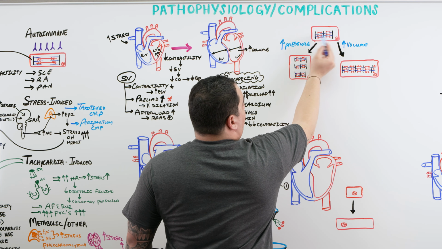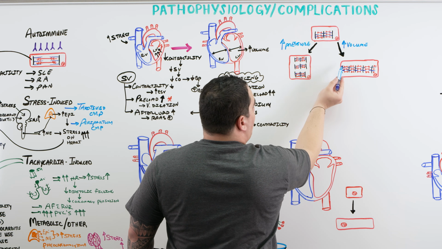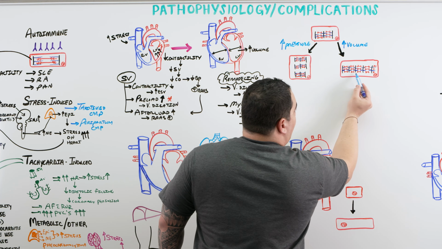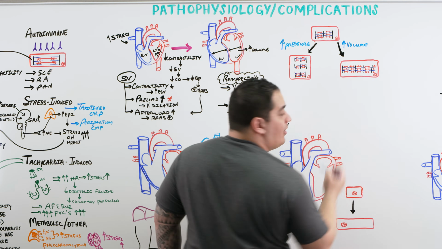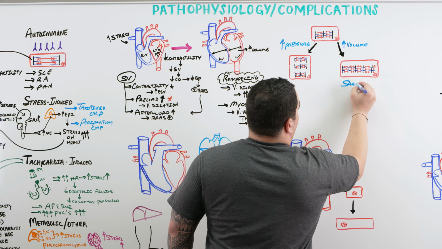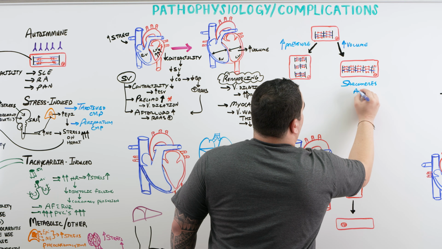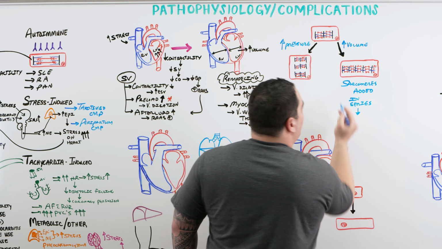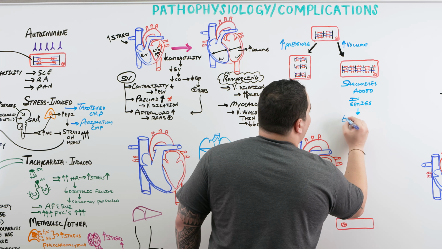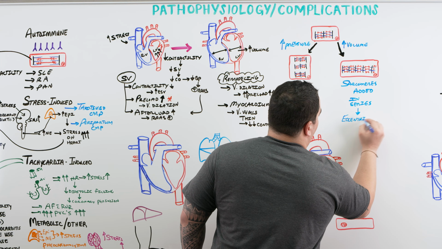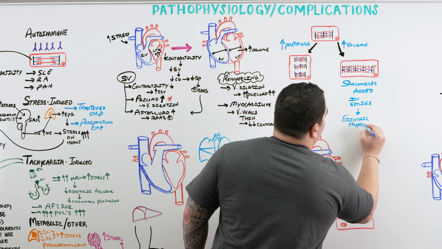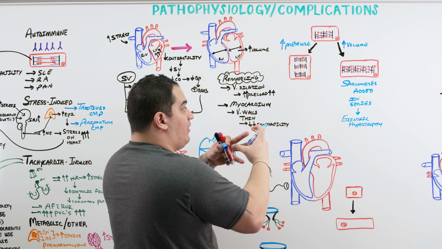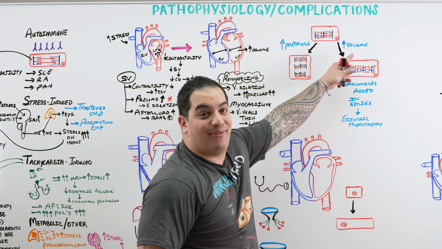Here are the sarcomeres. We just have two of these sarcomeres in a line. Watch what happens when we put this muscle cell under a high degree of volume stress. You see how these sarcomeres are getting added in series? The sarcomeres are added in series, and that causes a very special type of hypertrophy called eccentric hypertrophy. That eccentric hypertrophy is what causes these ventricles to become thin and allows the lumen of the left ventricle to dilate to accommodate this high volume.